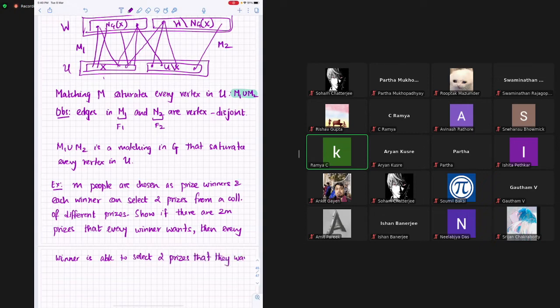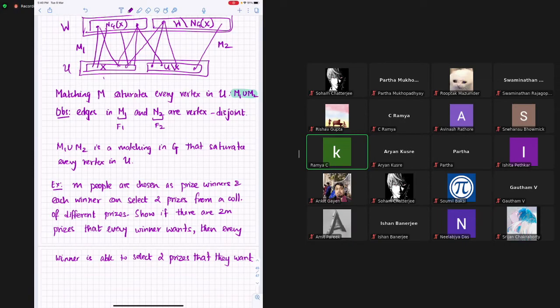So first you must formulate this question as a graph theory question. So you must write what the graph is, what the two partitions are, and then you draw an edge between the two partitions. And then use Hall's theorem to show that every winner, so that's one partition, right, can always find two prices that they want, if there are two M prices.